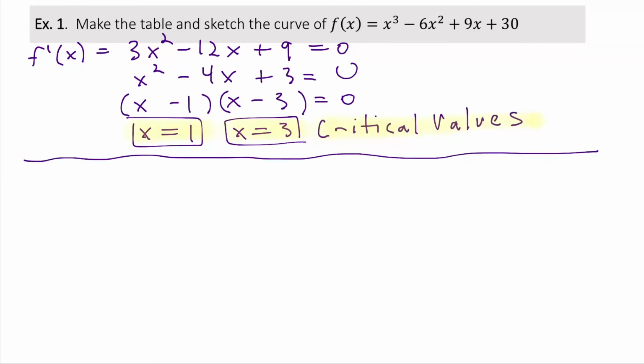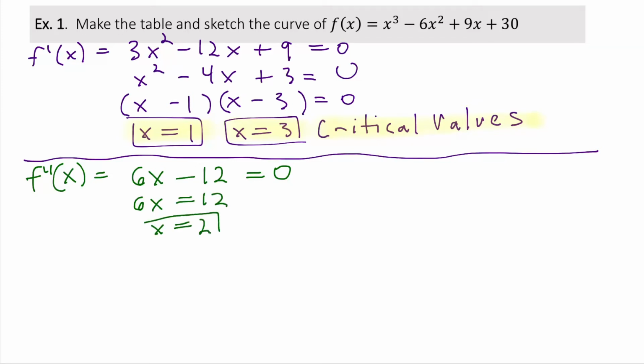Now let's take the second derivative of our function. So if I go back up to this right here, I'm going to take the derivative of the first derivative to find the second derivative. So that would be 2 times 3, 6x minus 12. So I'm going to set that equal to 0, and I'm going to solve for x in this case. x is equal to 2. So this means I have an inflection point at x is equal to 2.